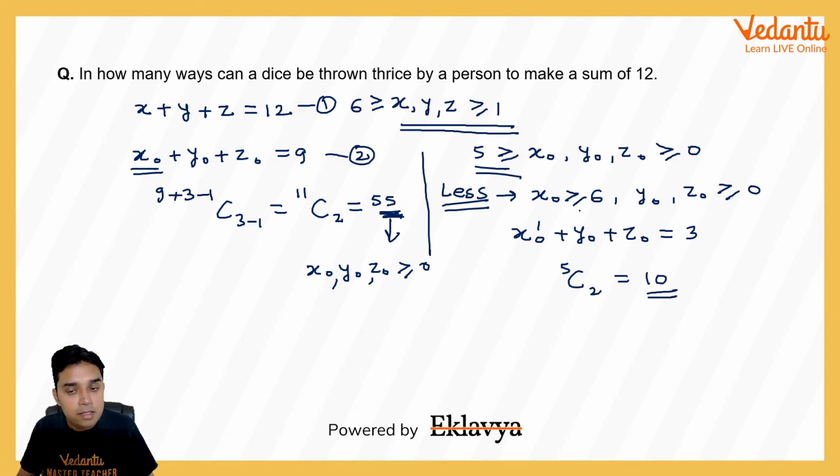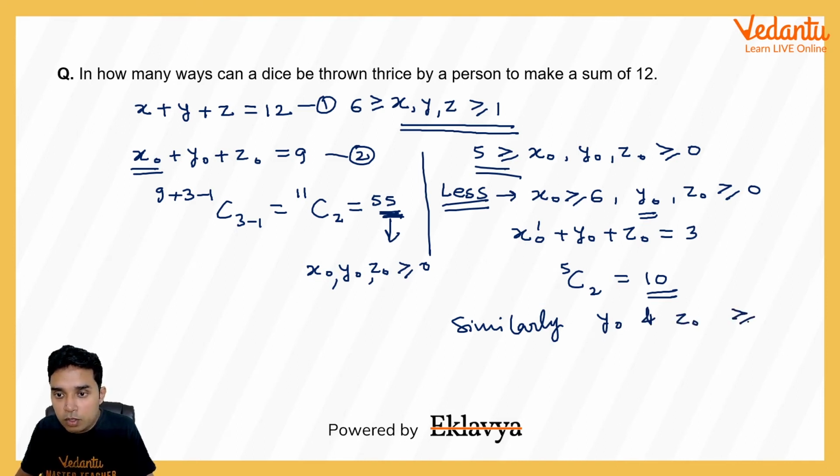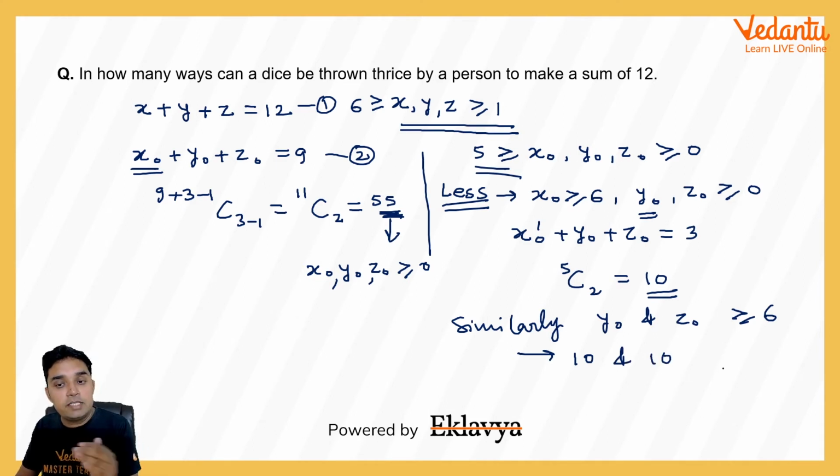If x0 can be greater than or equal to 6, y0 and z0 can also be greater than or equal to 6, isn't it? Similarly, y0 and z0 also being greater than or equal to 6 will give you 10 and 10 each. So we have to subtract 10 plus 10 plus 10, 30 cases from this 55 to get the answer.